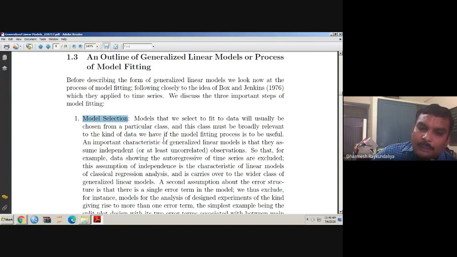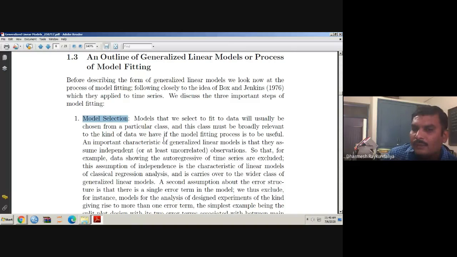This assumption of independence is a characteristic of linear models and of classical linear regression analysis, and it carries over to the wider class of generalized linear models. So stochastic independence is the basic assumption of classical linear regression, and we are developing the generalized linear model as a wider class of the classical linear regression model. So we have to continue with the same assumption.